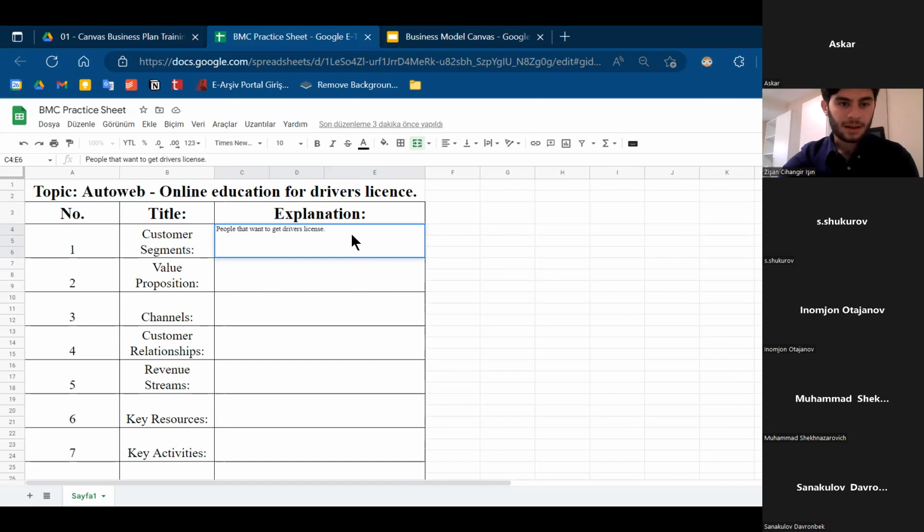Okay, so the main customers are basically people who want to get a driver's license. Yeah. And could we say the current driver's license courses, would they use your system? Yeah, yeah. Okay.